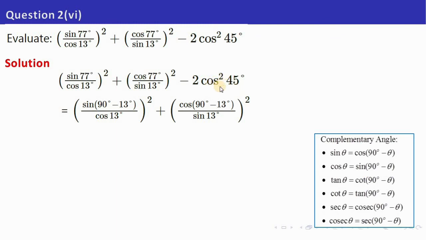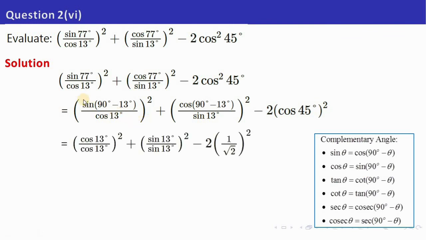Now do we know the value of cos 45 degrees? Yes, we know from the trigonometrical table that the value of cos 45 is 1 by root 2. So let me directly put the value of cos 45 degrees out here. As I said, cos square 45 degrees can be written as cos 45 degrees whole square. Now let us put the values.